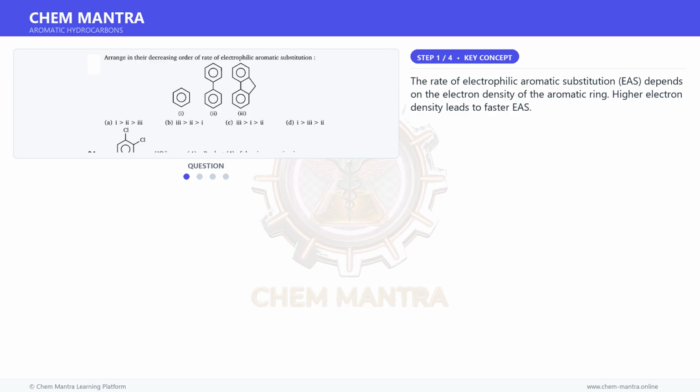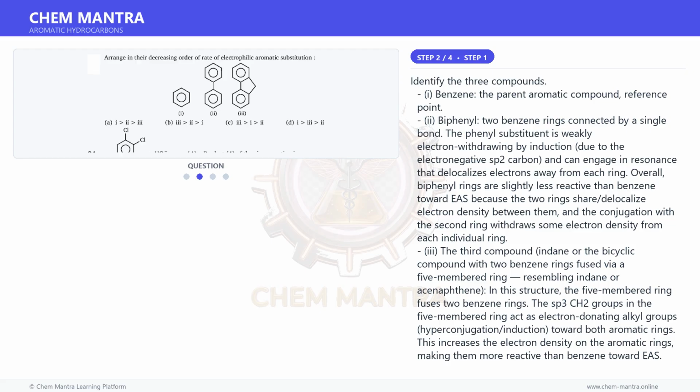The rate of electrophilic aromatic substitution, EAS, depends on the electron density of the aromatic ring. Higher electron density leads to faster EAS. Moving on to the next step.